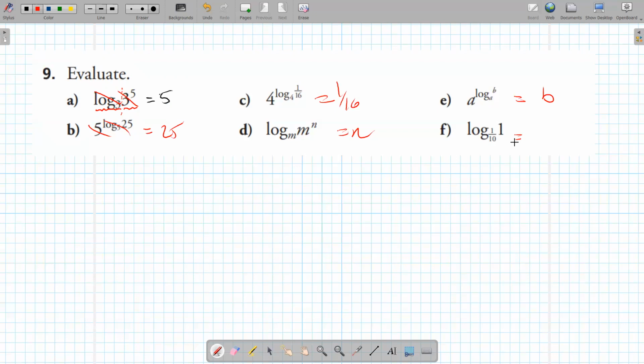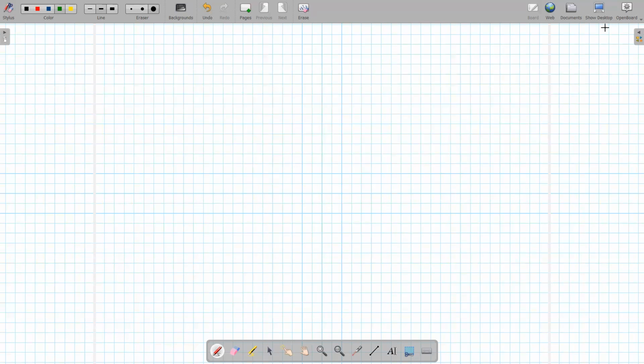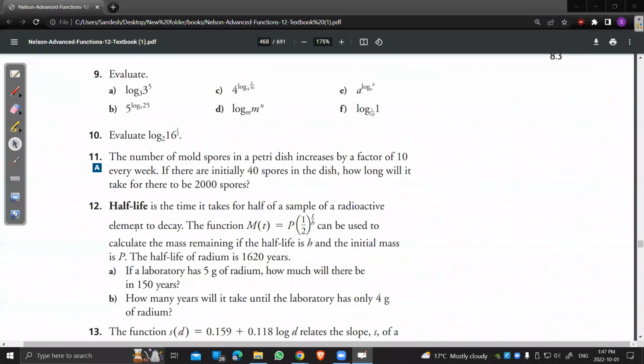Is it 1? It's 0. Because we're looking for 1 over 10 to the power of something equals 1. The only thing that would fit is 0. Right? Anything to the power of 0 is 1. So if you see your a value here as a 1, the answer is more than likely a 0 for the entire thing.